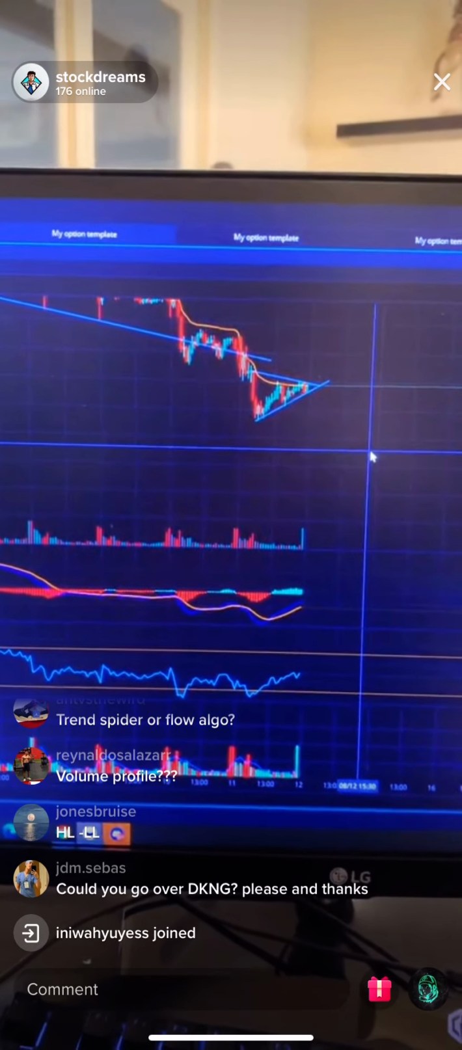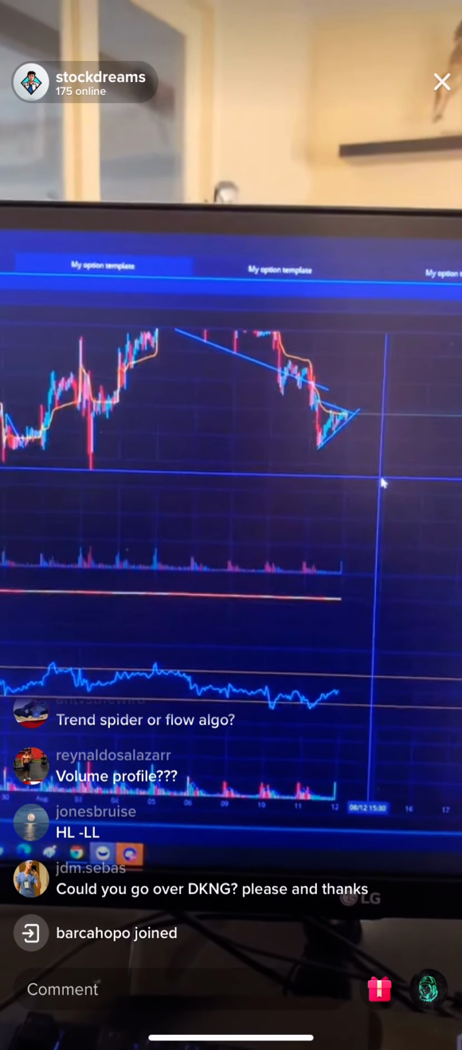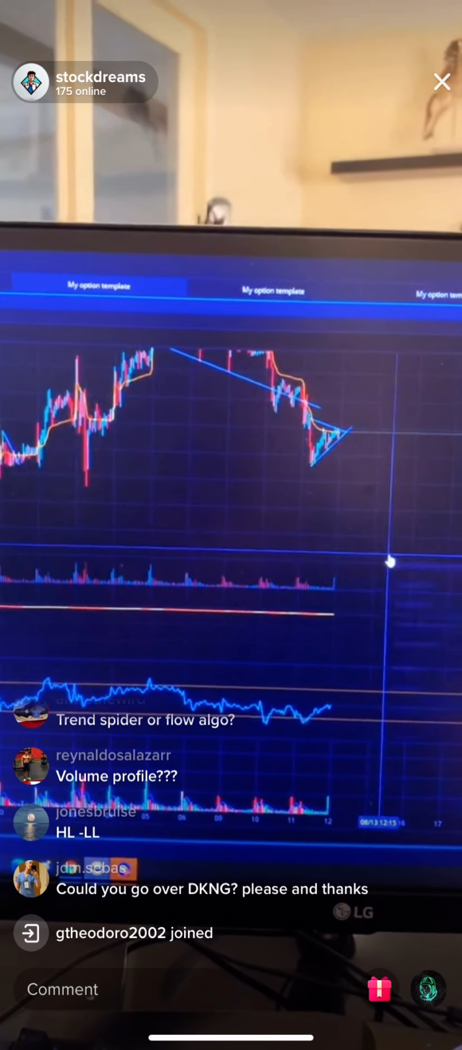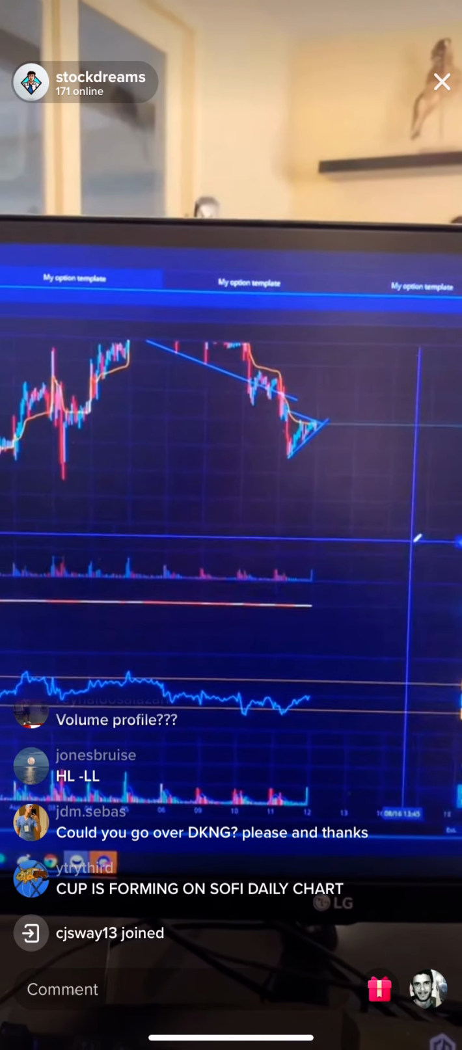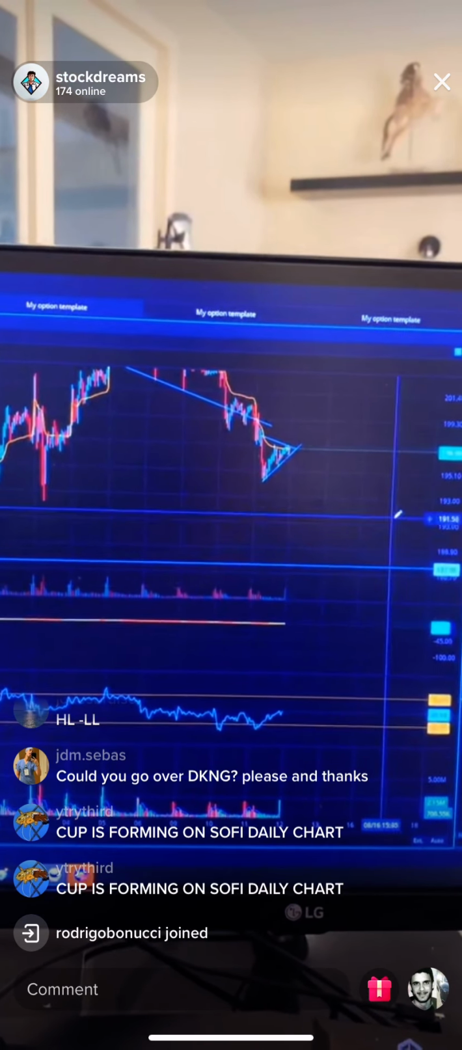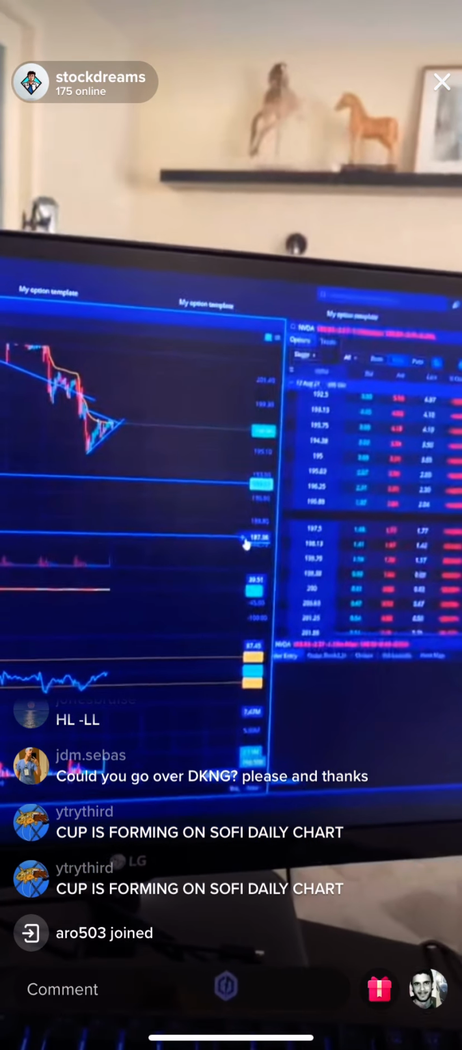I'm looking to break down back to 190. This is my price target, 190. If we break below 190, we're going to 180. I think we come here and touch either this resistance or this one. I mean support. We got two supports here at 192 and 187.